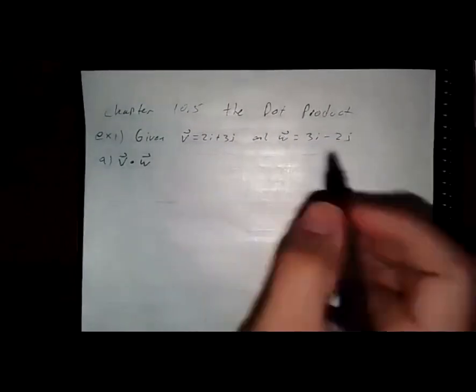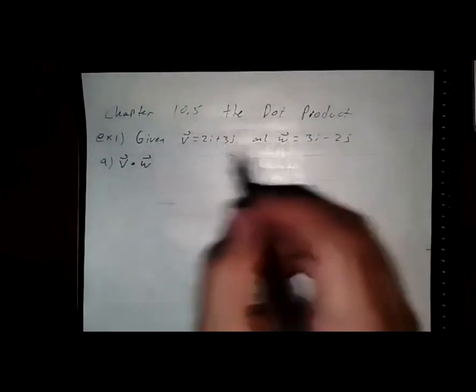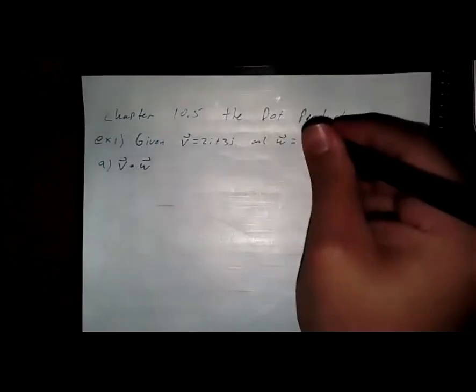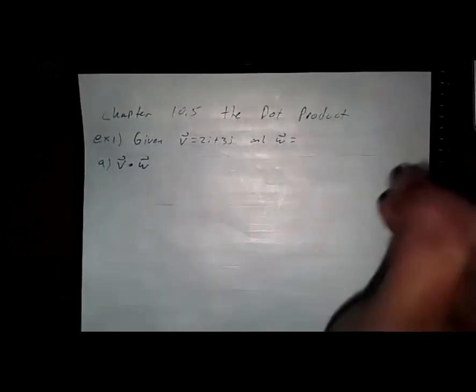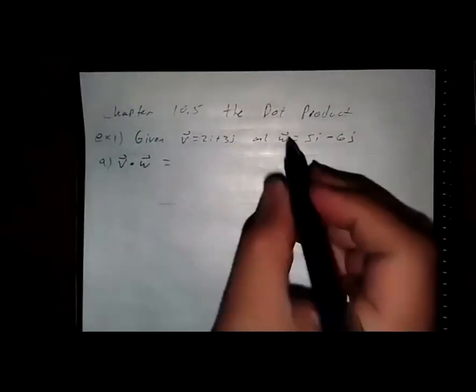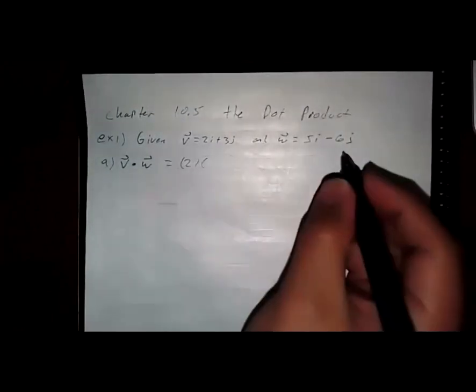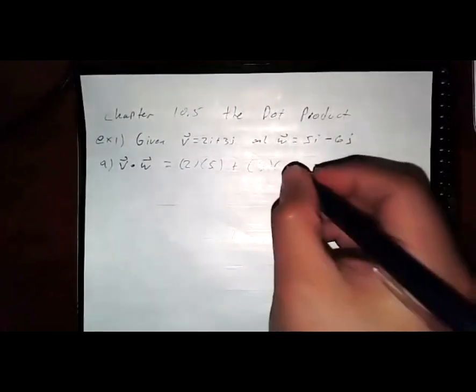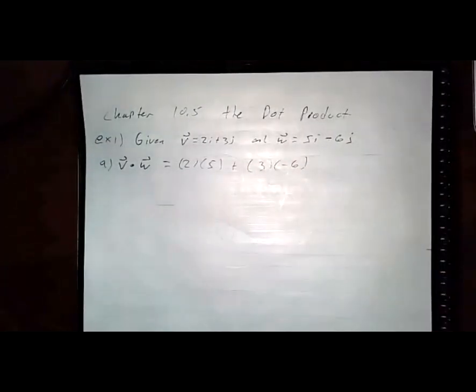So what you do is you take the i's and multiply those together, and then the j's and multiply those together. You know what? I'm going to pick different numbers because they're the same. Let's pick 5, 6, I guess. Minus 6j. All right, so dot means you take the i's and multiply them together, the 2 and the 5, and then you add the product of the j's, 3 times negative 6. That's all you have to do.